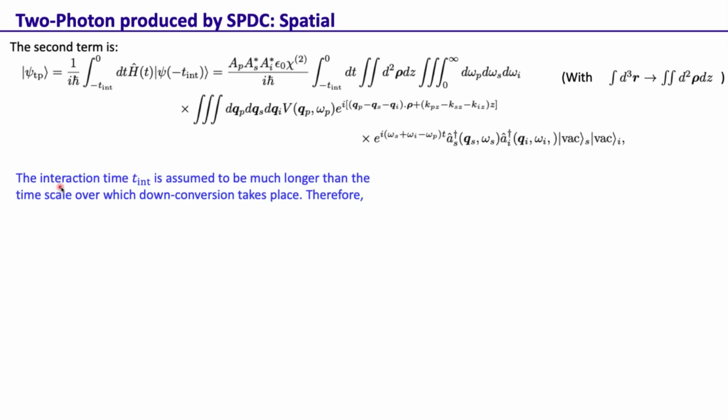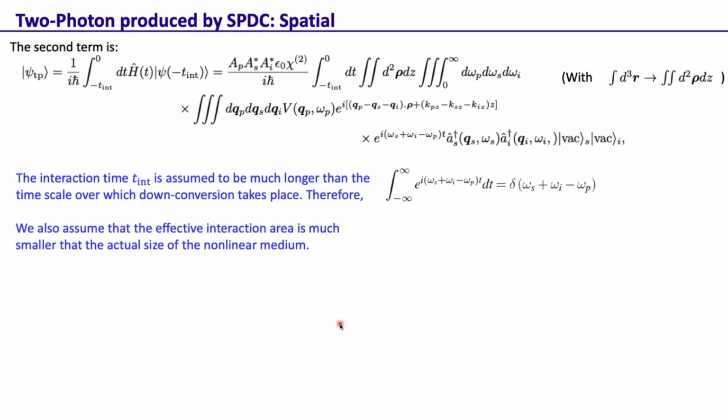Now in this expression, just like we had done for time, we'll make some assumptions. The first assumption is that the interaction time T interaction is much longer than the time scale over which down conversion takes place. So this we had done earlier as well, and as a result this e to the i omega s plus omega i minus omega p times t integral can be written as this Dirac delta function, and here we are referring to this dt integral. This can be written as this delta function.